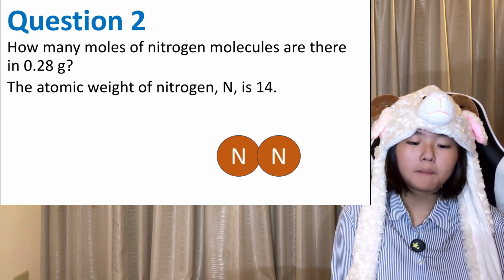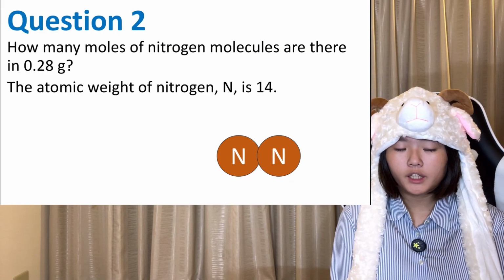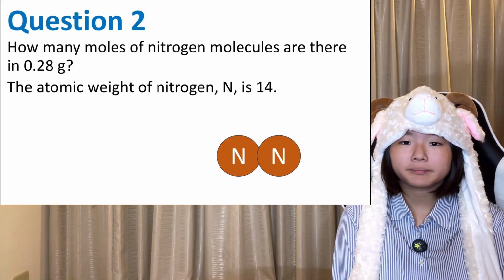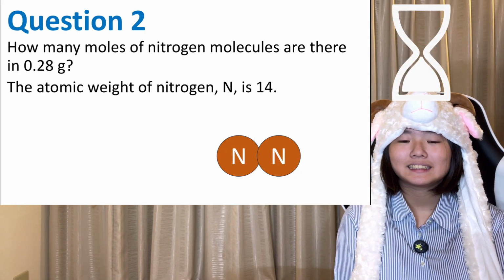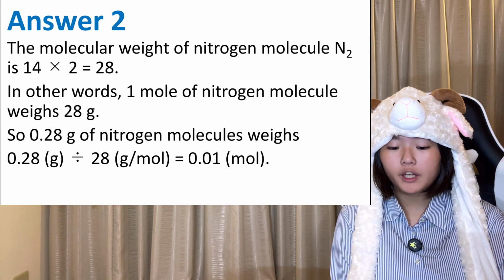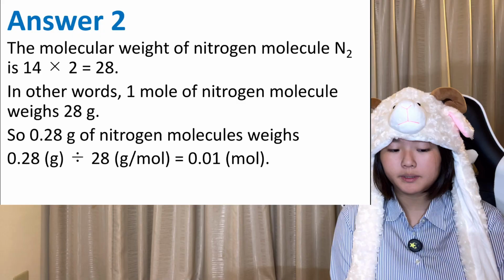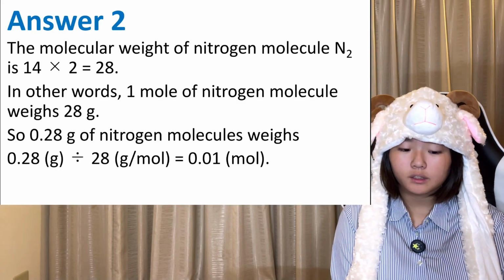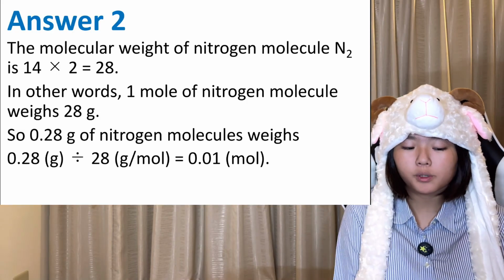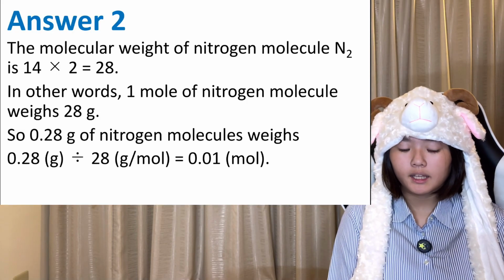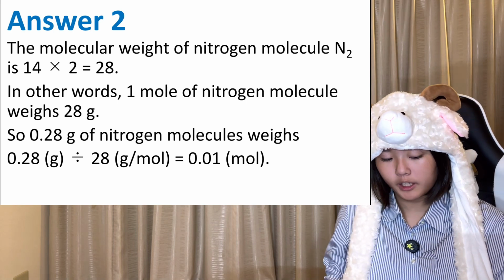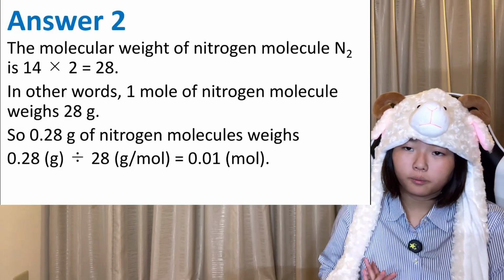Question 2. How many moles of nitrogen molecules are there in 0.28 grams? The atomic weight of nitrogen, N, is 14. The answer is the molecular weight of nitrogen molecule, N2, is 14 times 2, which is 28. In other words, 1 mole of nitrogen molecule weighs 28 grams. So 0.28 grams of nitrogen molecules is 0.01 mole because it's 0.28 grams divided by 28, which is 0.01.